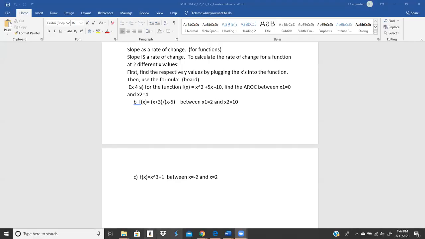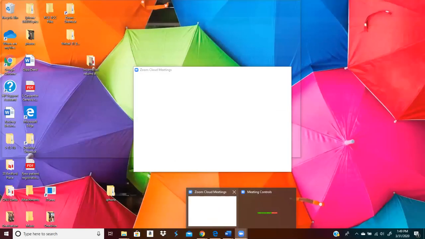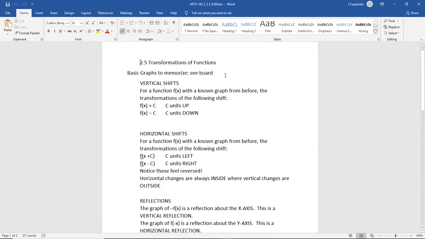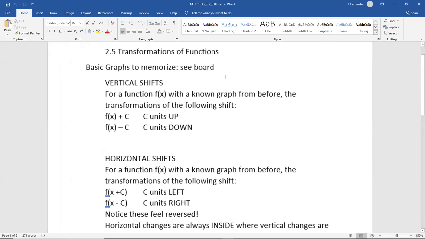So with those shapes memorized, we can then, sorry, I have to move something. Nope, wrong thing, 2.5, here we go. So here, got some typed notes already set up for this section.